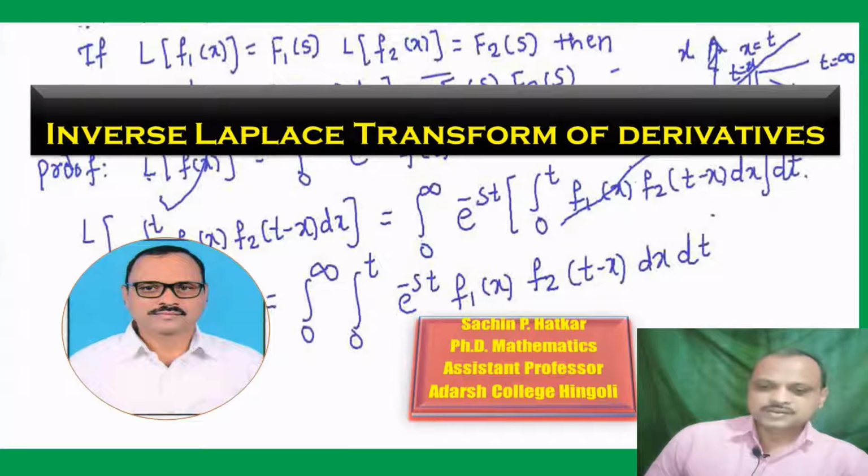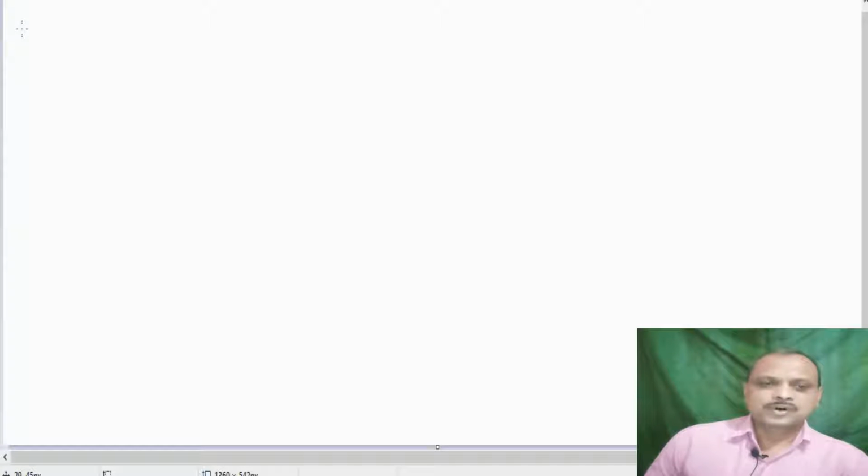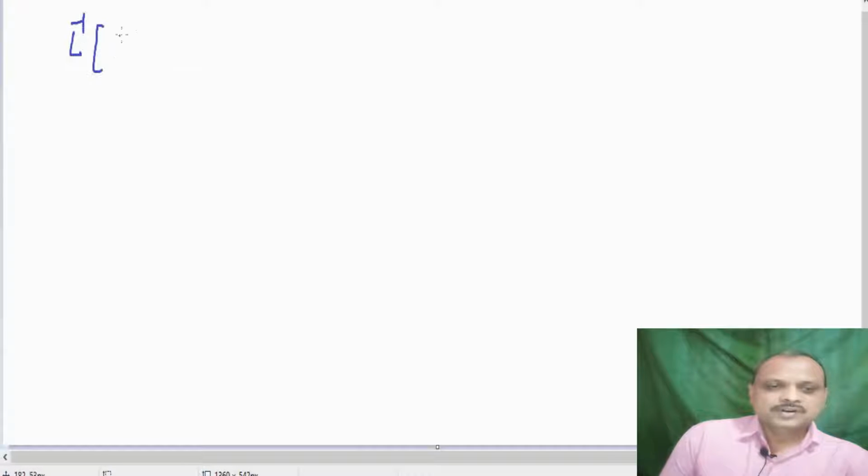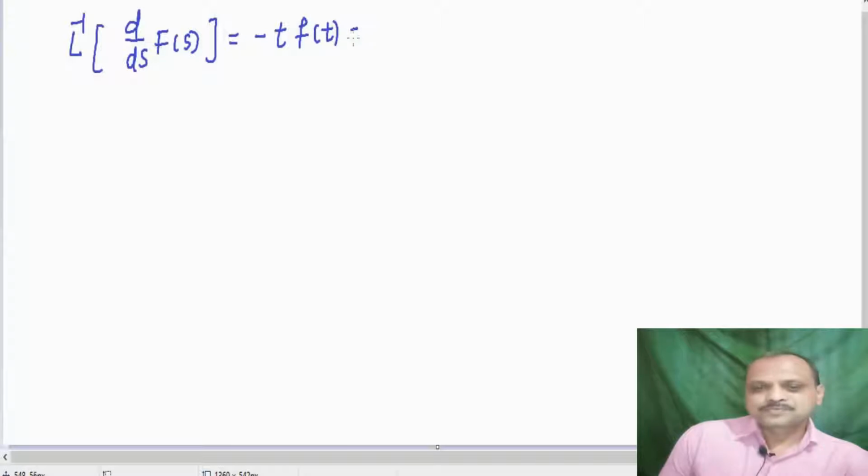The standard formula to find the inverse Laplace transform: L inverse of d by ds of f of s is equal to minus t into f of t. So minus t into what is f of t? This is L inverse of f of s.